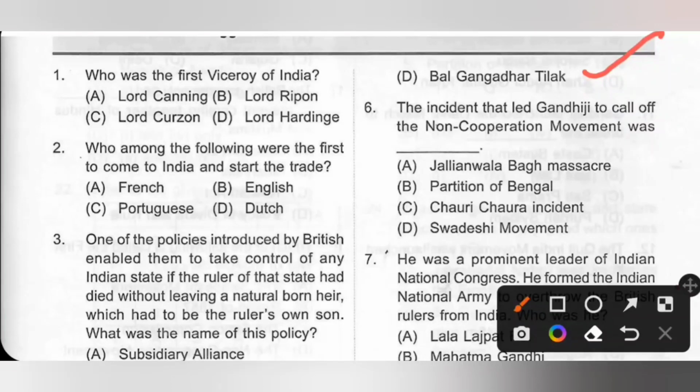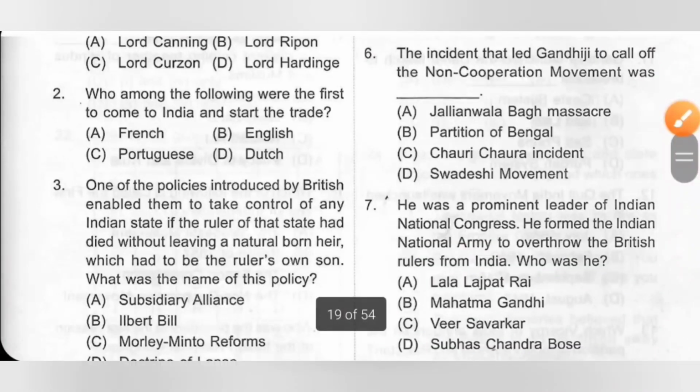Option D. So, Bal Gangadhar Tilak was one of the leaders of Indian National Congress who felt the need to involve the common people of India in the struggle for freedom. So, he gave the slogan, Swaraj is my birthright and I shall have it. So, option D.